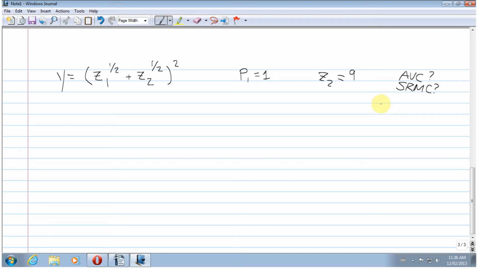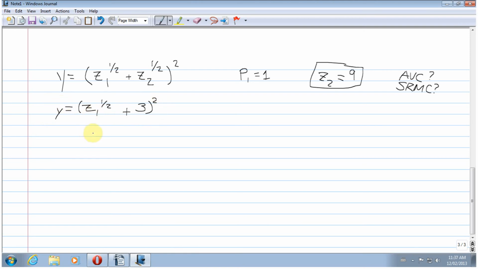So since we're looking for short run, the first thing I'm going to do is plug in this fixed quantity of z2 into my function. And I am going to skip a step because most of you should know that the square root of 9 is 3. So this is just going to become 3 squared. Okay, so this is my new short run function, right? Because I can't vary the amount of z2 I have because we're in the short run.